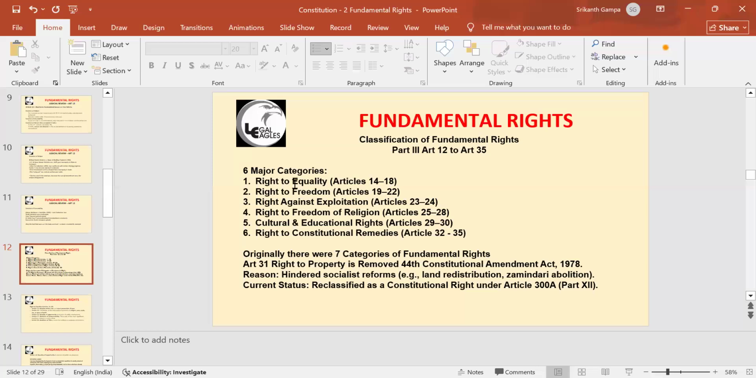Now only 6 major categories are there: right to equality, right to freedom, right against exploitation, right to freedom of religion, cultural and educational rights, and right to constitutional remedies. We will take only the first category today, right to equality. Then other things we will do in 1 or 2 more sessions, because it will not be possible to do it all. Fundamental rights are very important rights. We cannot complete them in the time given. It will take another 1.5 hours if we go through all those articles. So we will try to do only right to equality today.